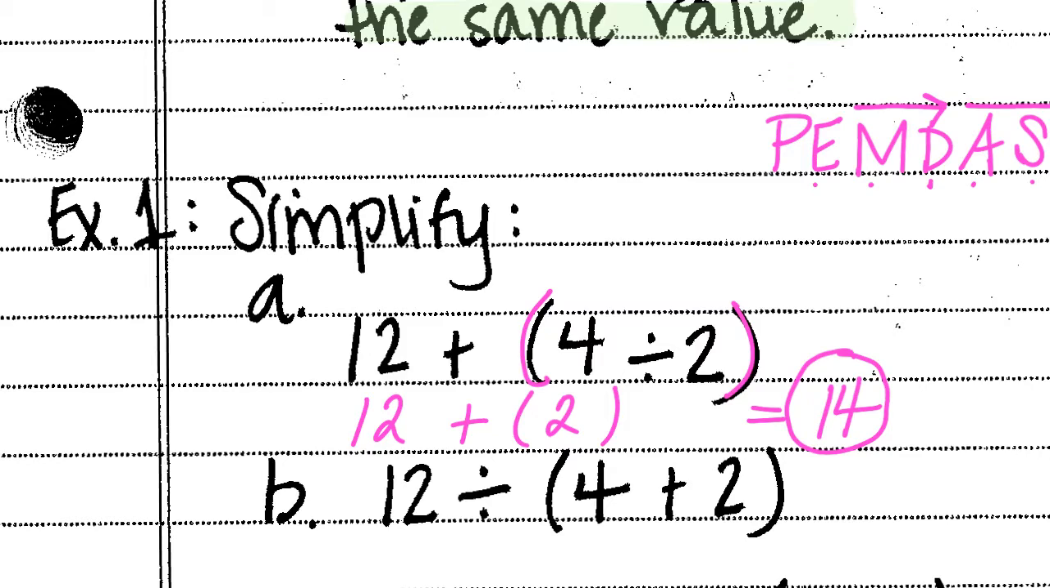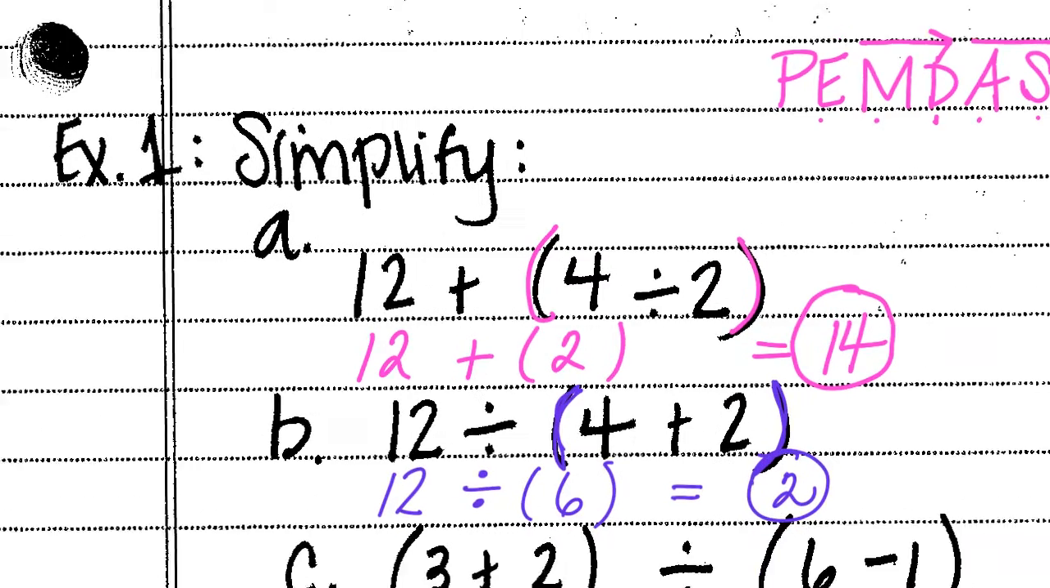All right, so let's focus on our PEMDAS again. First place we're going to start is in parentheses. There are parentheses on letter B. 12 divided by, 4 plus 2 is 6, because we're going to do the parentheses first. There are no exponents. There is no multiplication. There is division. 12 divided by 6 is 2. Moving on.